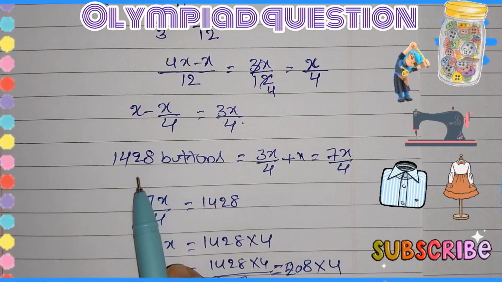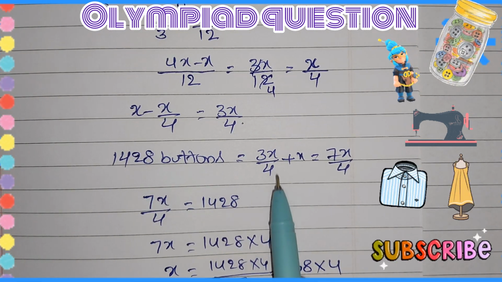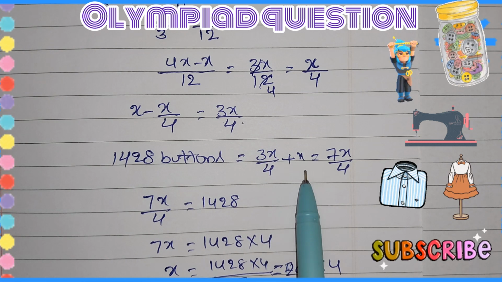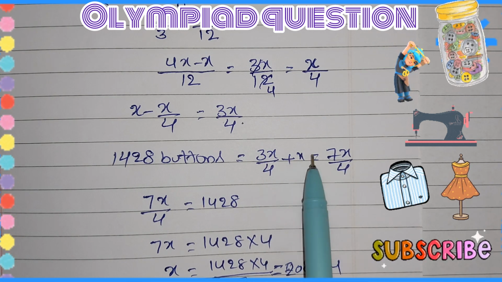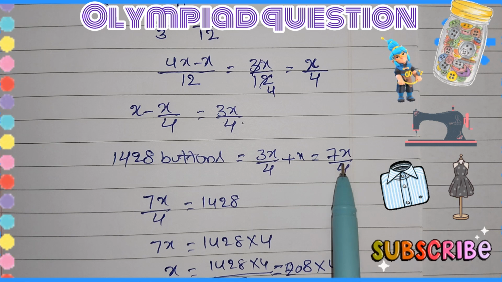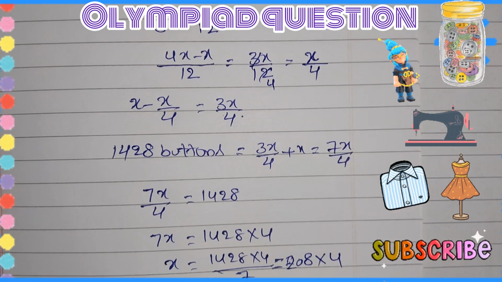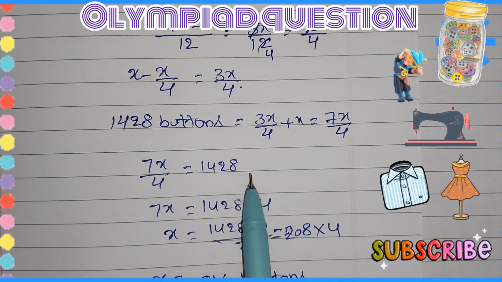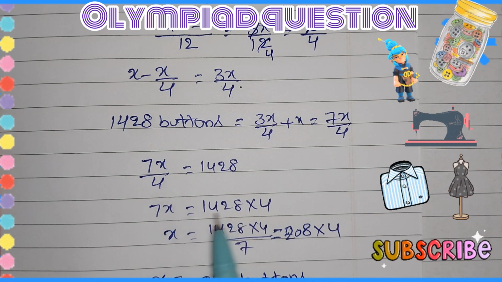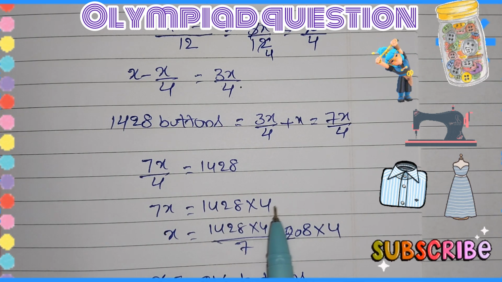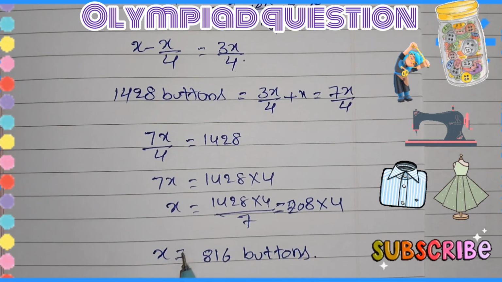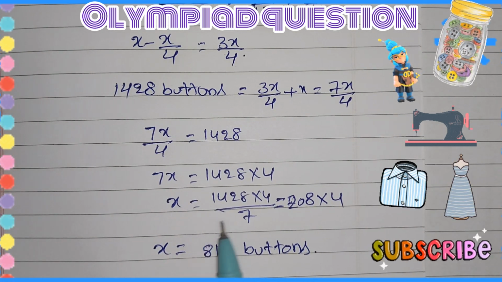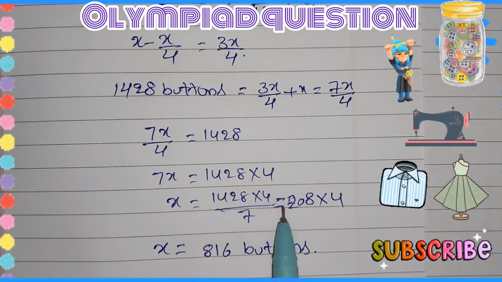1428 buttons equals 3x by 4 plus the total number of buttons, that means the x we assumed. 3x by 4 plus x equals 7x by 4. So 7x by 4 equals 1428. 7x equals 1428 multiplied by 4. x equals 1428 multiplied by 4 divided by 7.